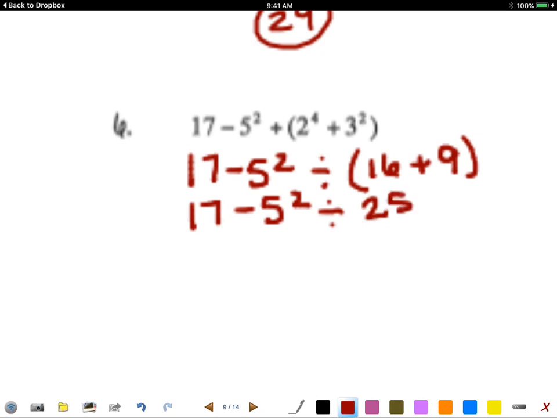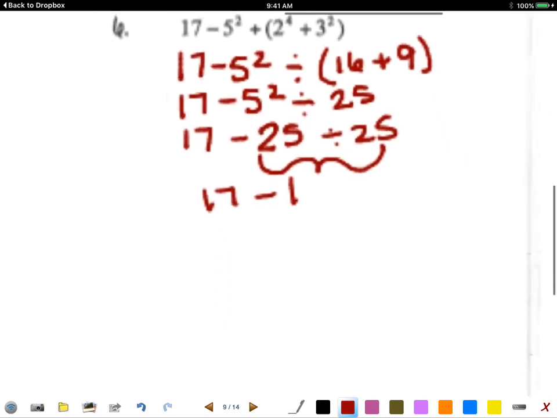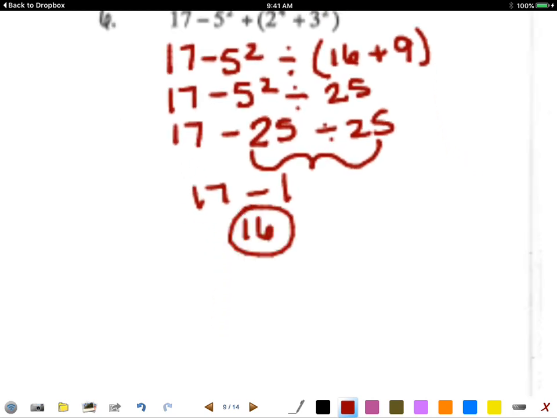All right, so we've done our parentheses. Now exponent. We see an exponent there, so bring down the 17 minus 5 squared would be 10. No, 25. 5 times 5 is 25. Bring down the divided by 25. Then go back, now that we've done parentheses and exponents, and look for any multiplication or division. There's the 25 divided by 25. So we have 17 minus 1, and that would be 16. 16. There we go.